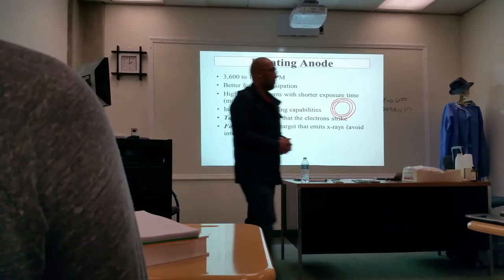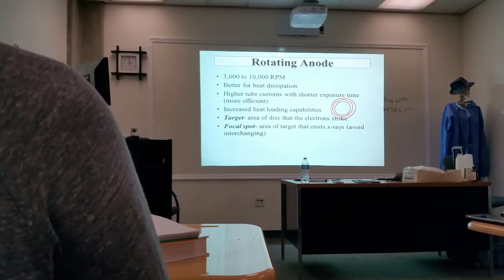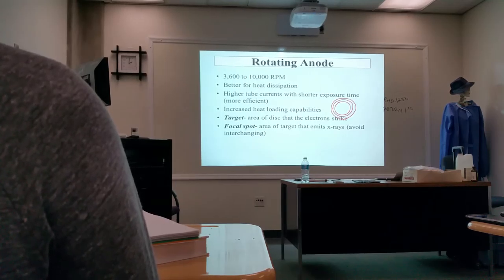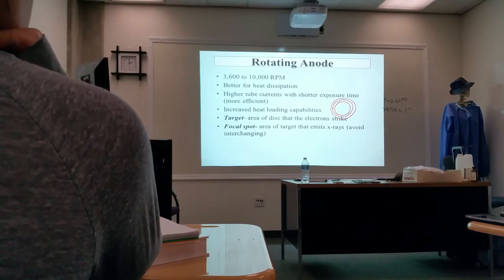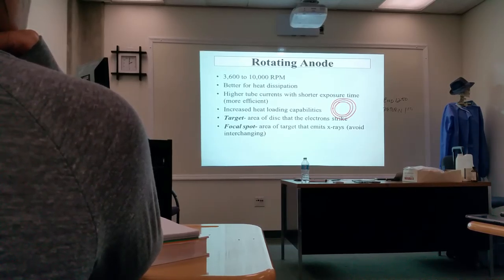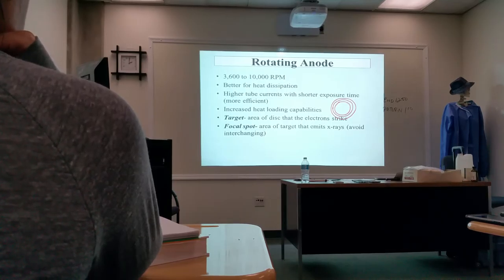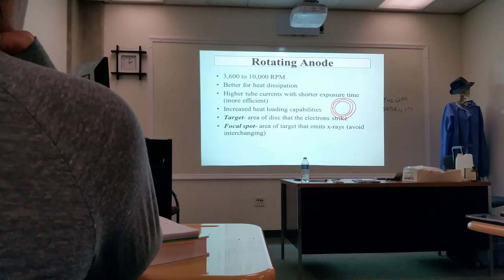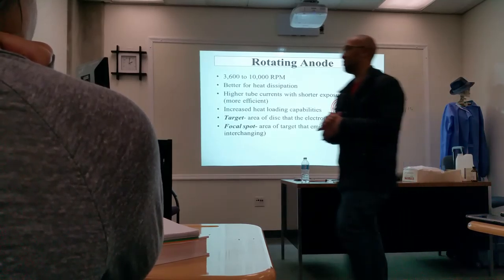Now, again, going back to the terms, the area of the anode in which the electrons strike is known as the target. Now we're talking about the same spot, because all we're doing here is describing the area, whether it is before or after interaction. Before interaction it is known as the target. When the electrons strike that area and are converted into X-rays, it is now known as a focal spot. The area of the target that emits the X-rays is known as the focal spot. Do not get them mixed up.